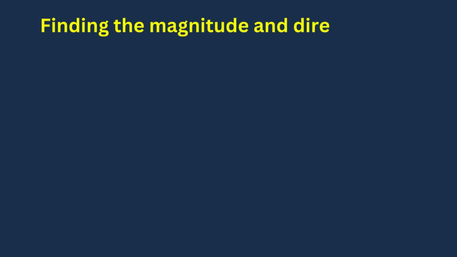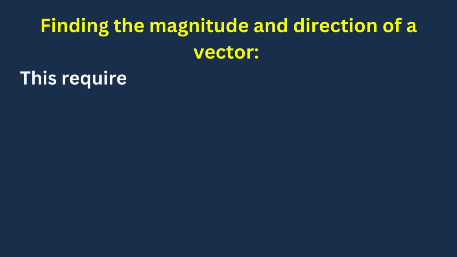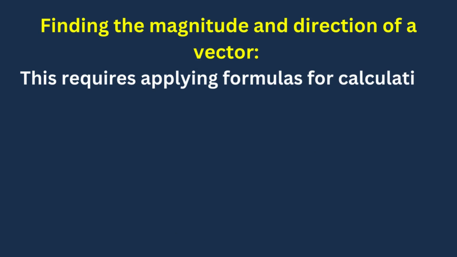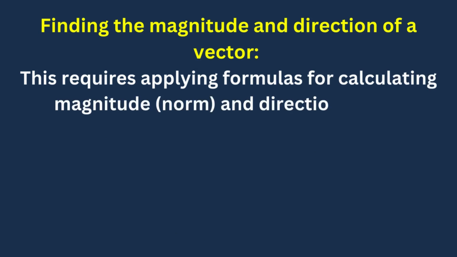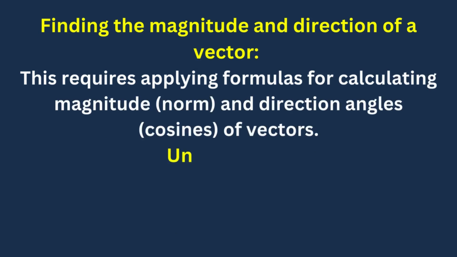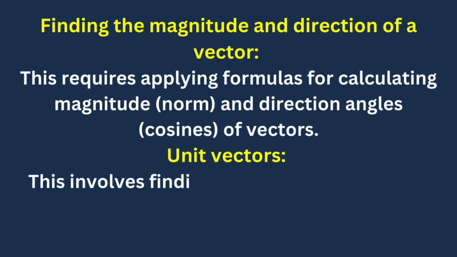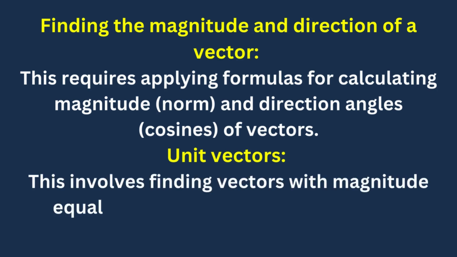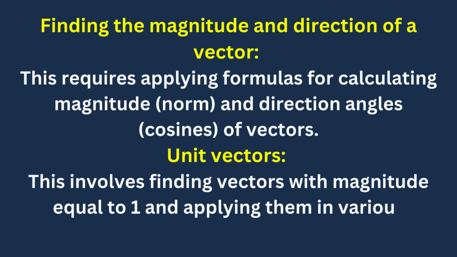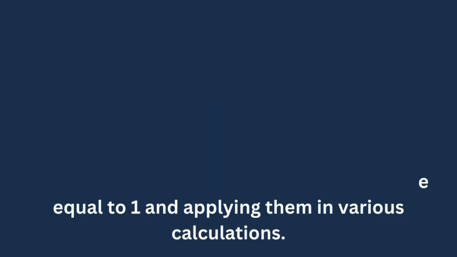Finding the magnitude and direction of a vector. This requires applying formulas for calculating magnitude, norm, and direction angle cosines of vectors. Unit vectors. This involves finding vectors with magnitude equal to 1 and applying them in various calculations.